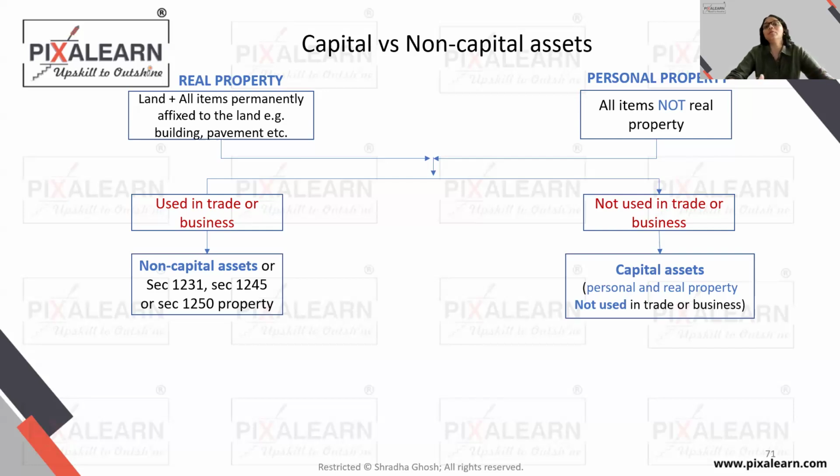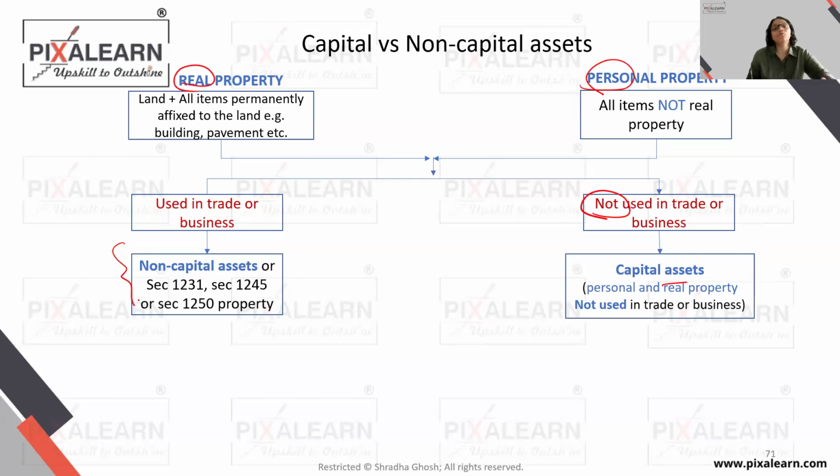but that is not how we define whether what I'm selling is a capital asset or not. We define it on the basis of whether I've used it for business or whether I haven't used it for business. Only personal or real property not used in trade or business is classified as a capital asset. And if I'm holding it for more than a year, it would result in LTCG. If I'm holding it for less than a year, it will result in STCG.